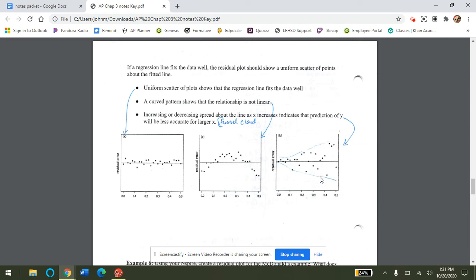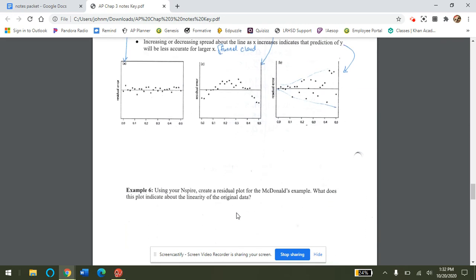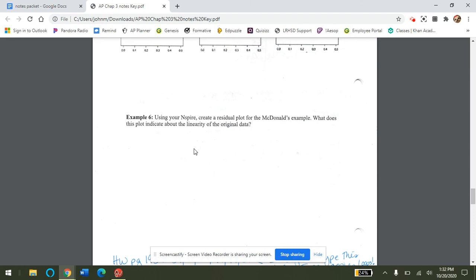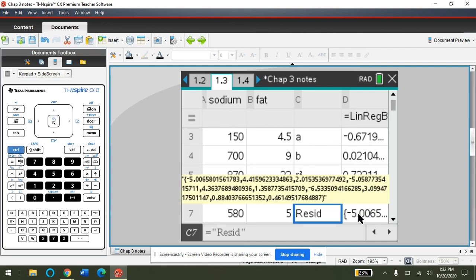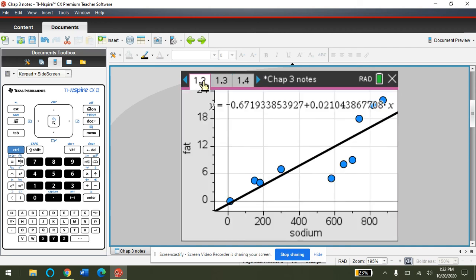Okay, so there's one more thing we can do and then we're done for today. We can actually create an entire residual plot in our calculator. So let's also find that McDonald's example. Here's our sodium and fat, and here are your residuals for that sodium and fat. Now you could just handwrite them and sketch a scatter plot. But you can also, if I come back here, here's sodium and fat.